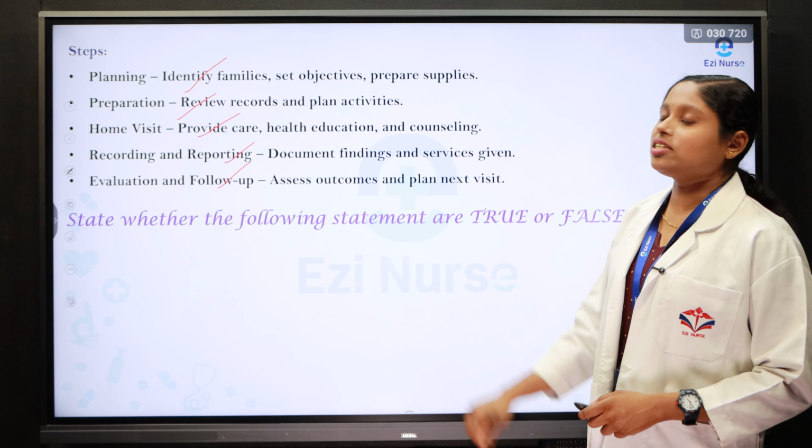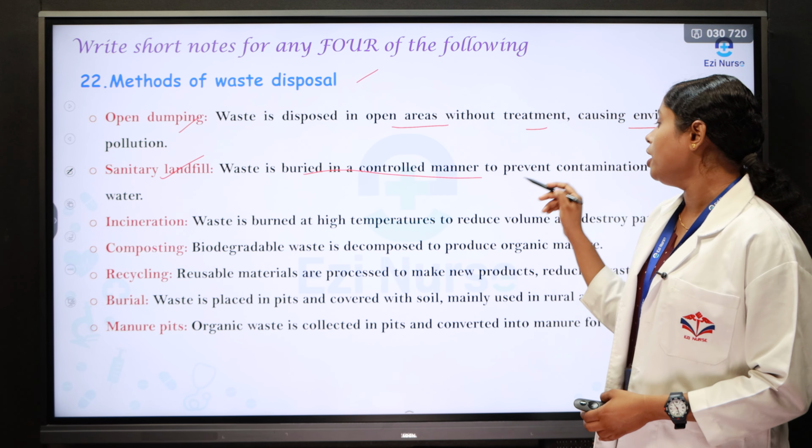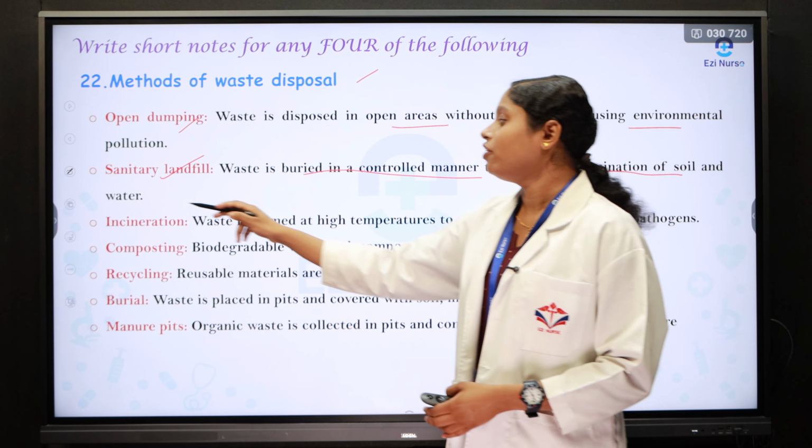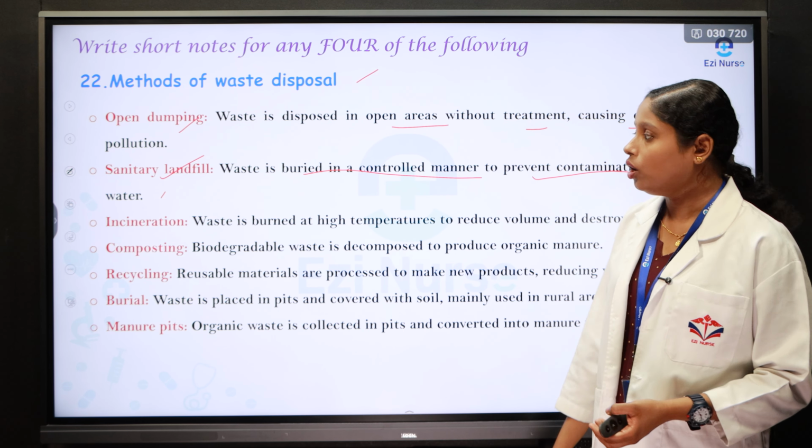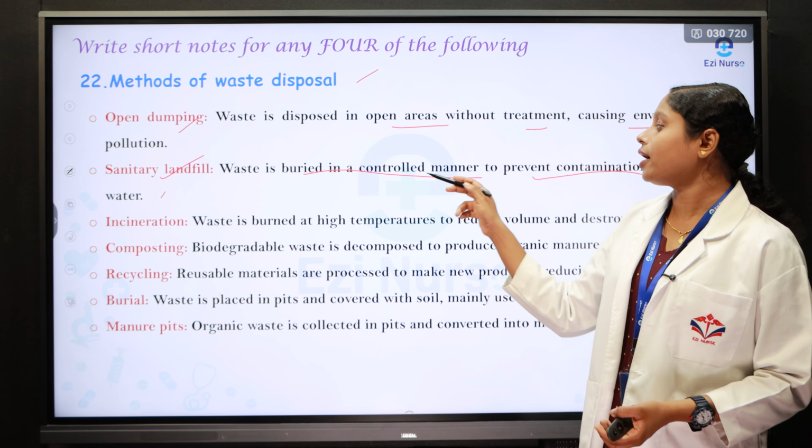So the next category of questions: short notes for any four of the following. The first one is methods of waste disposal. It is open dumping. So what is open dumping? Waste is disposed in open areas without any treatment, causing environmental pollution. That is what is called open dumping. Next is sanitary landfill. Waste is buried in a controlled manner to prevent contamination of the soil and the water.